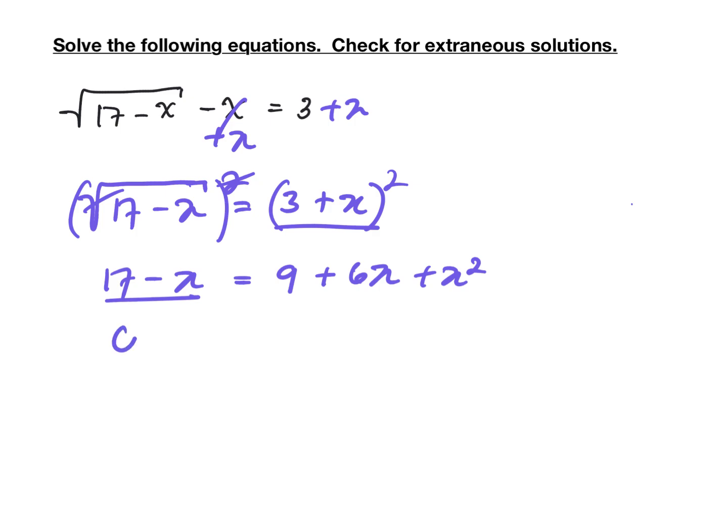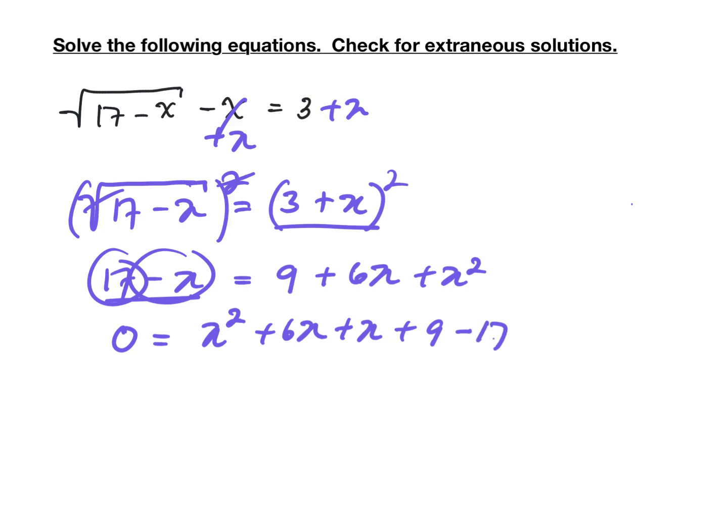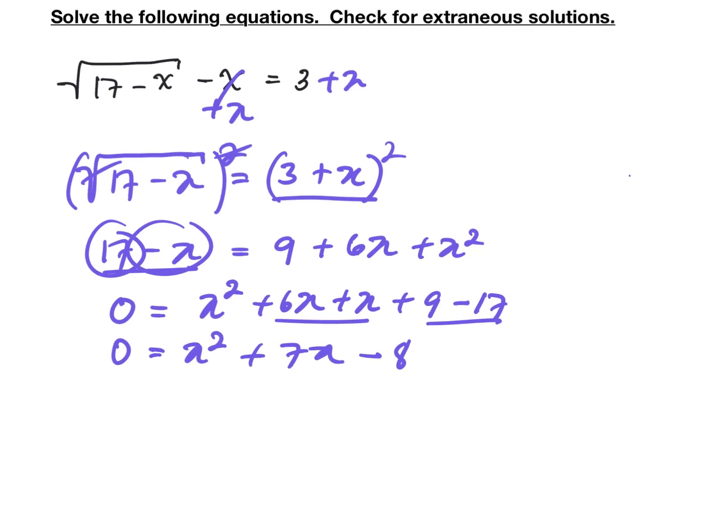Now we're going to put this side on the other side. So what is left on this side is just 0. It's going to give you x squared plus 6x, plus x, plus 9, and negative 17. So 0 is equal to x squared, simplifying this gives 7x, and simplifying this gives 8. So it's quadratic in nature.